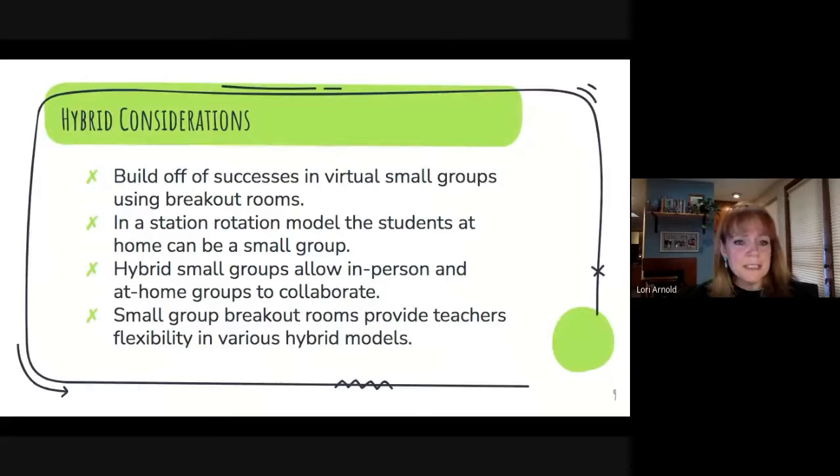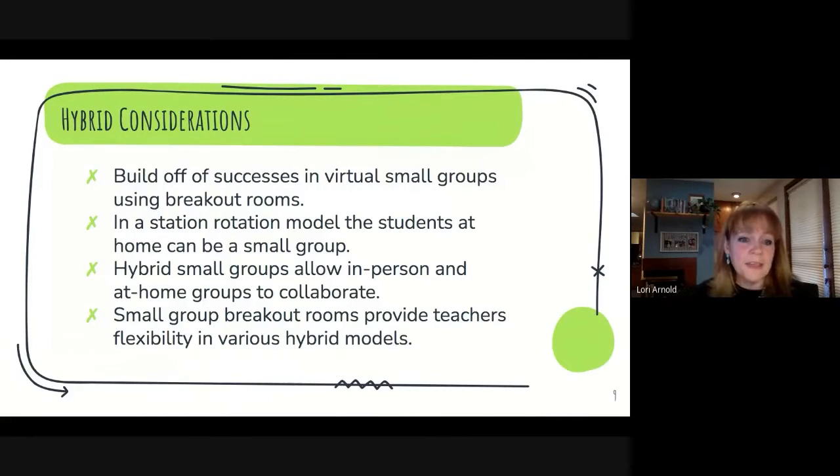You can look at the station rotation model. That is one of the models that is possible. That's the one that the district is sharing with schools and with teachers, and know that it's only a suggestion. It is not the end all be all. If there's one thing that we know about our district here at APS is that all schools do things a little bit differently and that our communities are very different. So we have to keep that all in mind when we are designing our hybrid instruction.